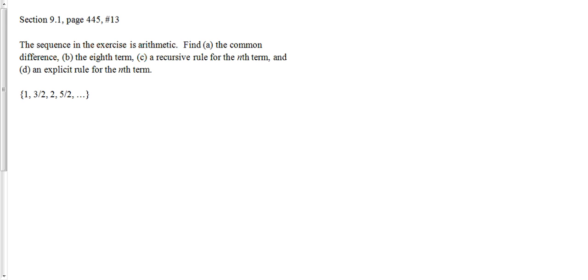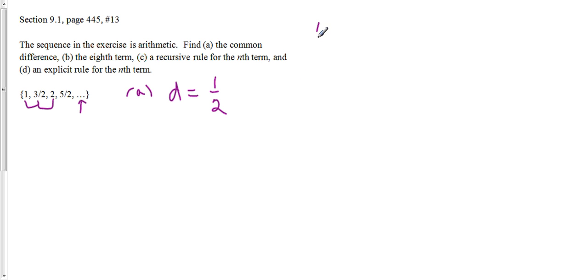So to begin with, we know that this is an infinite sequence because we have these dot, dot, dots here. And part A asks us to find the common difference, which is d. To do that, we need to look at the difference between the terms. So 3 halves minus 1 is 1 half. 2 minus 3 halves is 1 half. So we see our pattern developing here, and we can say that d is going to be equal to 1 half. So that's part A.